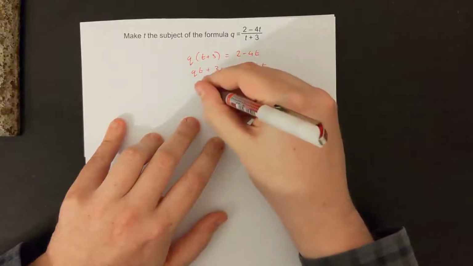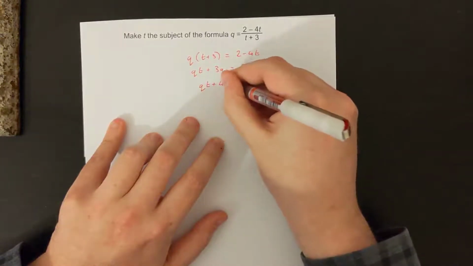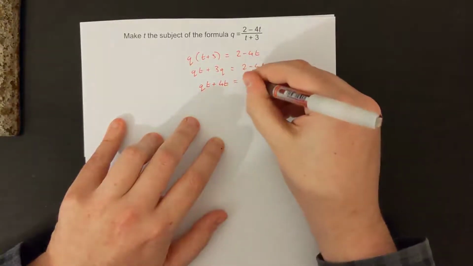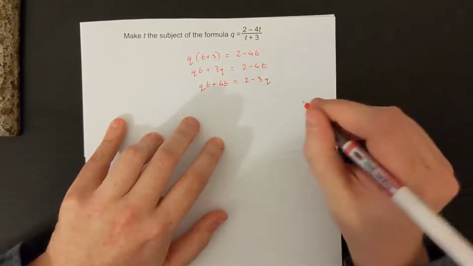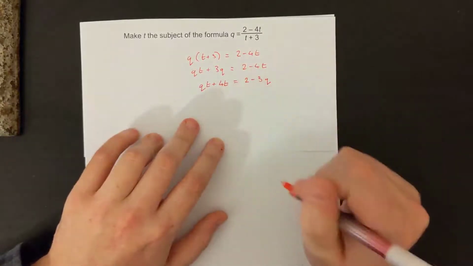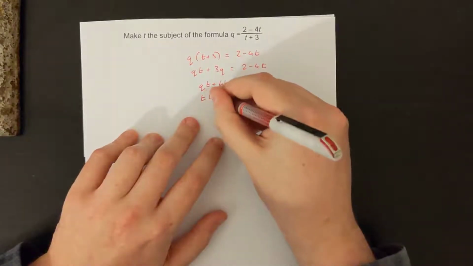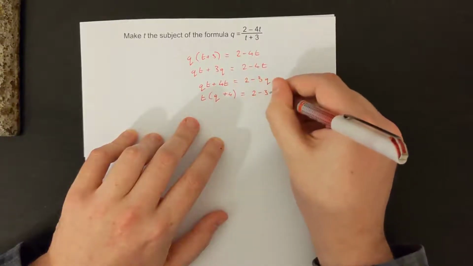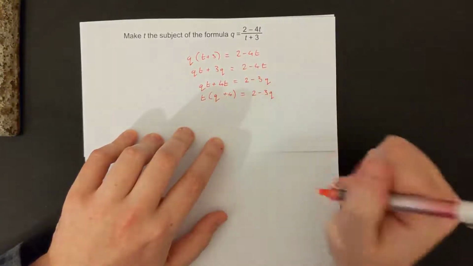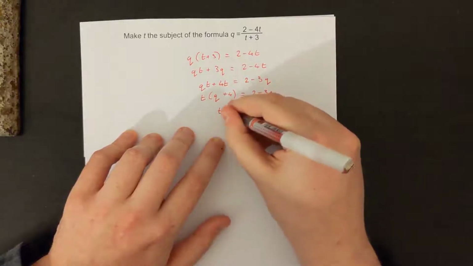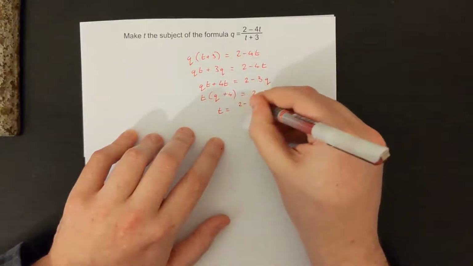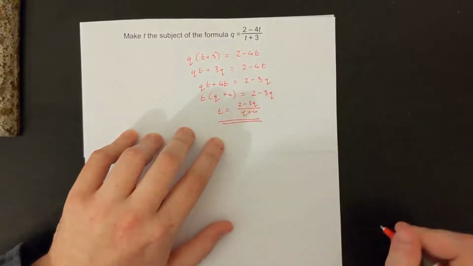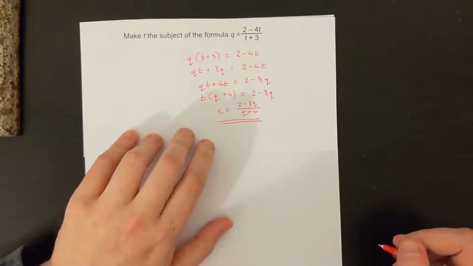I'm going to add 4t to both sides, qt plus 4t, and I'm going to subtract 3q equals 2 subtract 3q. I then factorise t out of my left-hand side. That's t(q plus 4) is equal to 2 subtract 3q, and then divide both sides by q plus 4. t is equal to (2 subtract 3q) divided by (q plus 4). And I've successfully made t the subject of my equation.